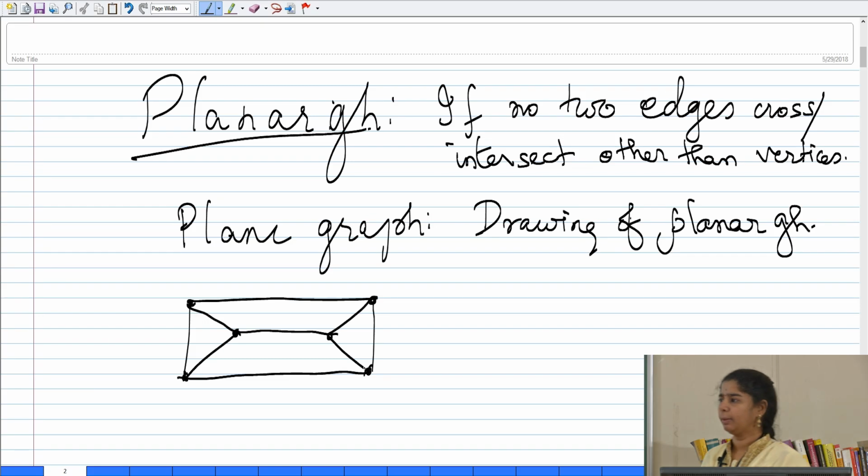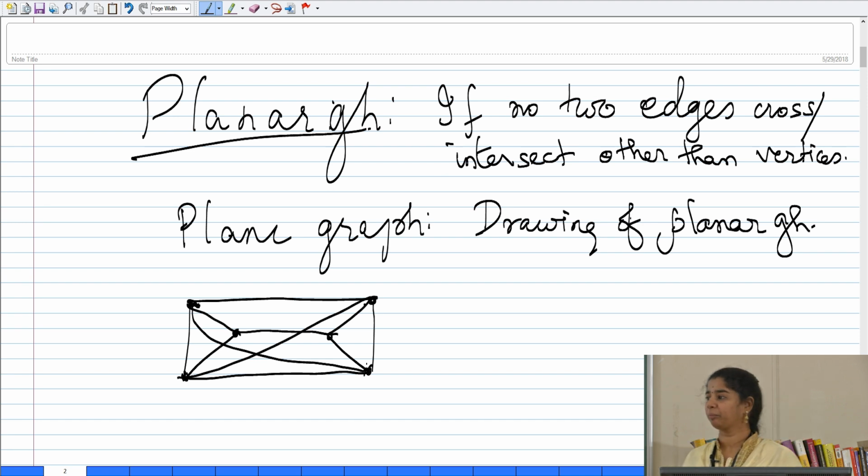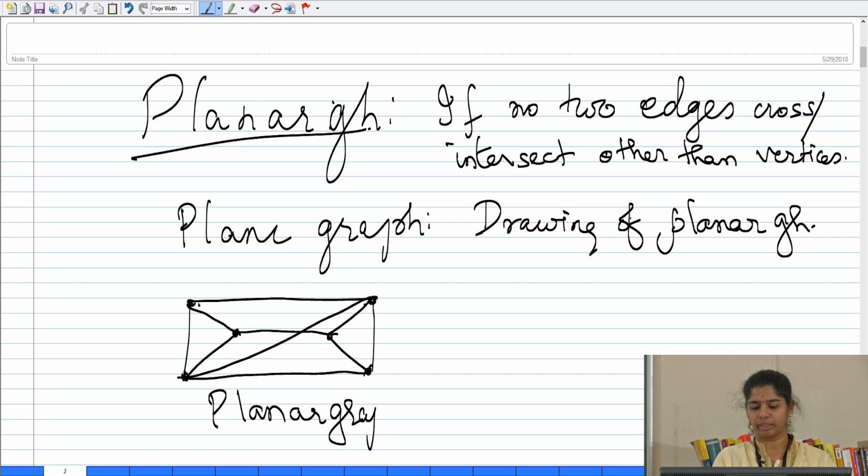So, is it planar? Yes, right. So, I will make it look non-planar. What about this? Okay, so let me remove this. How about this? It is a planar graph, right? So, this is a planar graph, but it is not a plane graph. Okay. So, that is the difference that I want to tell.